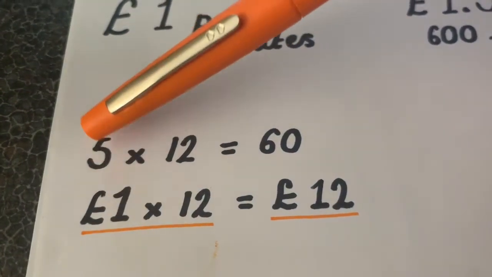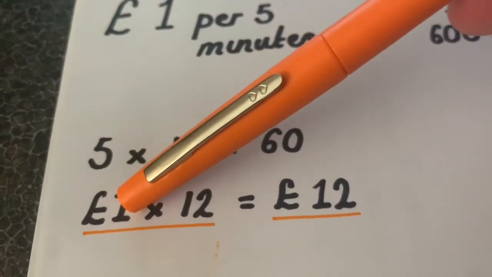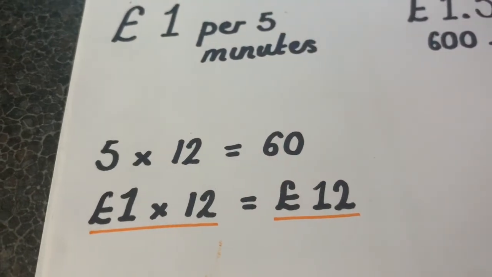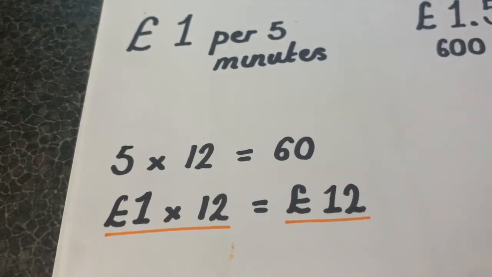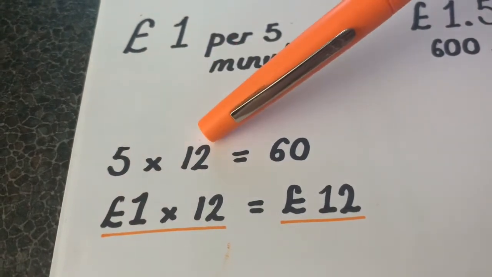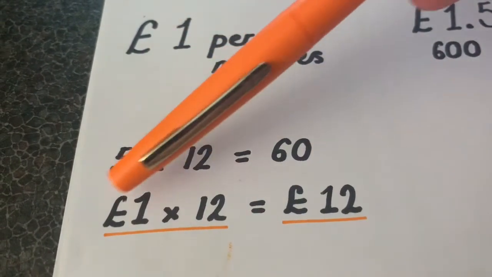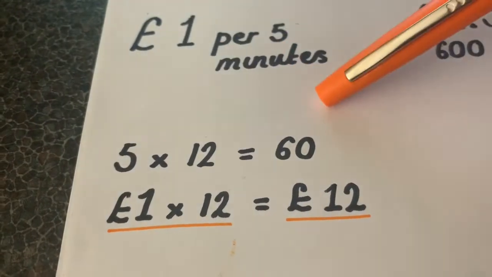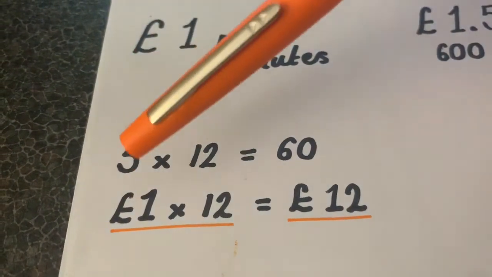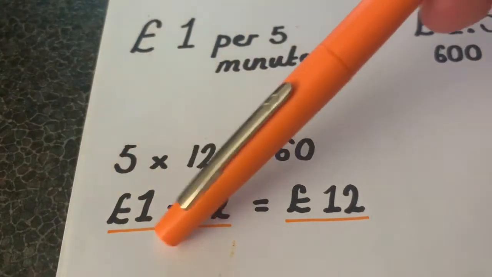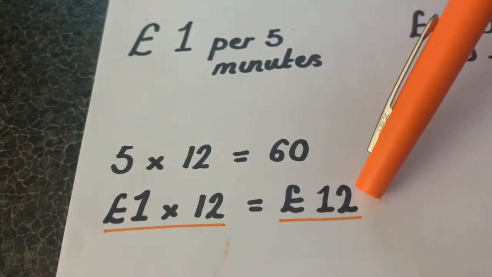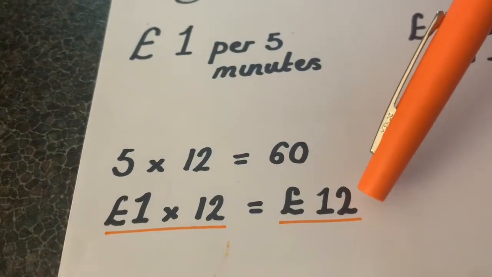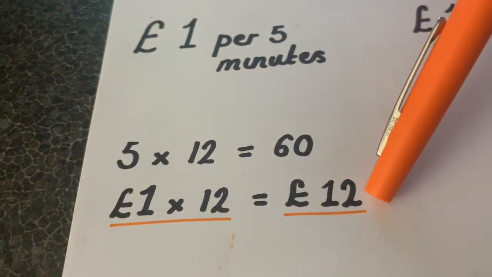We know that in 5 minutes, Ben raises £1. But what we want to know is how much money Ben actually raises in 60 minutes, or 1 hour. So 5 times 12 gives us 60. So we know that 12 lots of 5 minutes makes 1 hour. And now we can use our £1 and we can multiply that by 12. So 12 lots of £1 is equal to £12. So Ben raises £12 per hour.